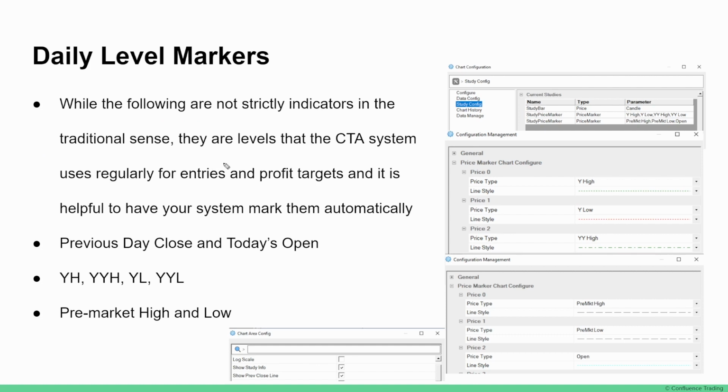The next thing that we'll talk about, I wouldn't even really consider to be an indicator, but it is something that shows up on my chart, so I want to be very clear about it. This is more just a quality of life thing that'll make your day a little bit easier so you don't have to mark these levels yourself.